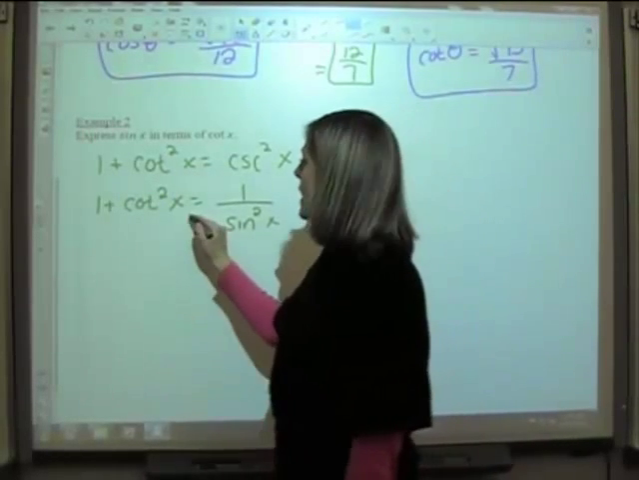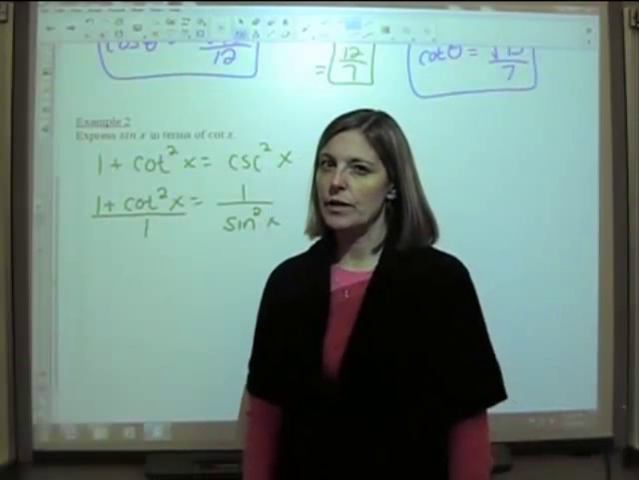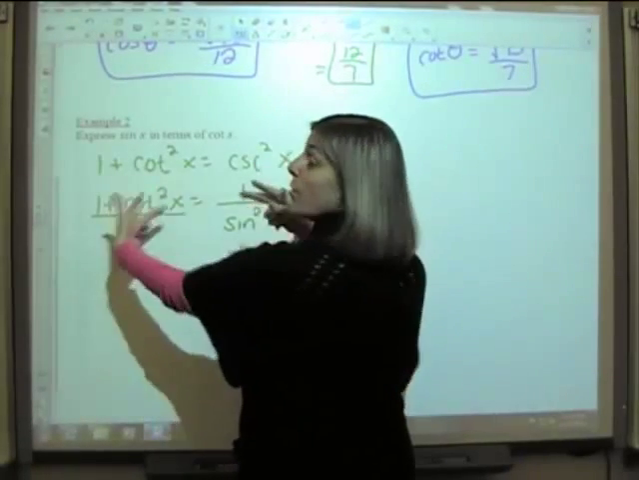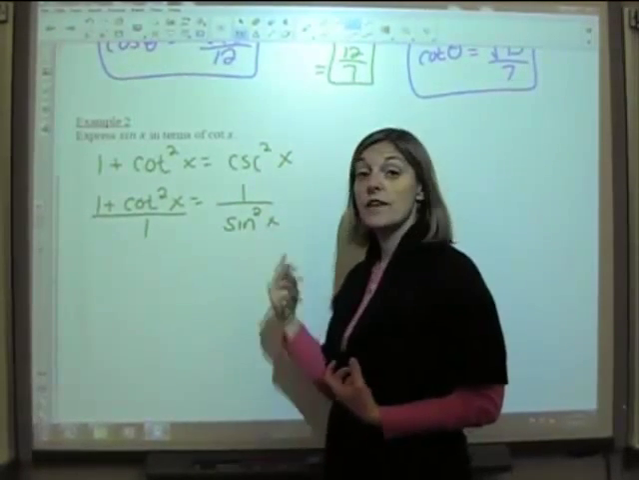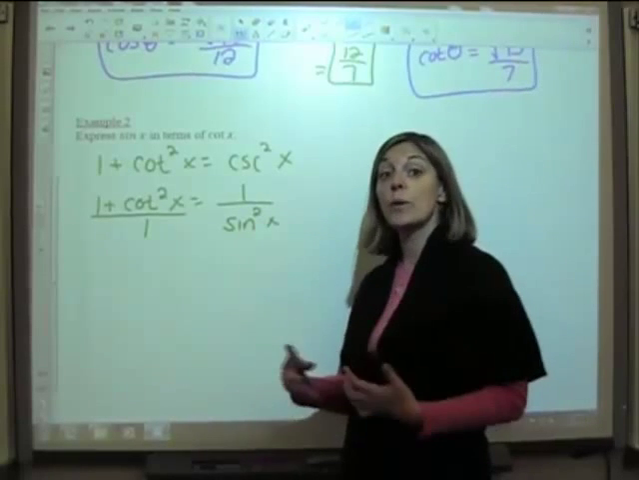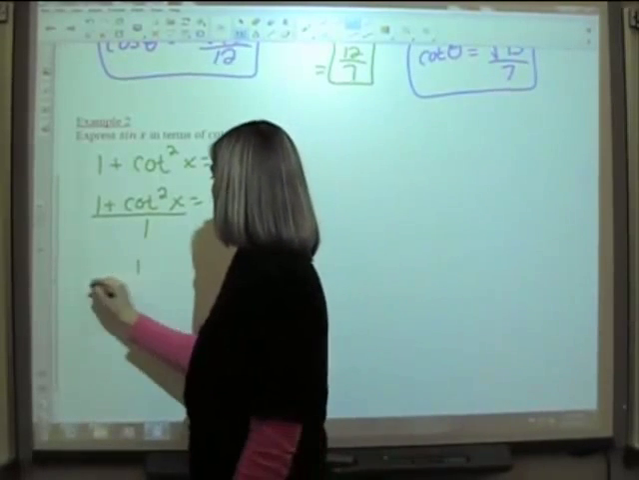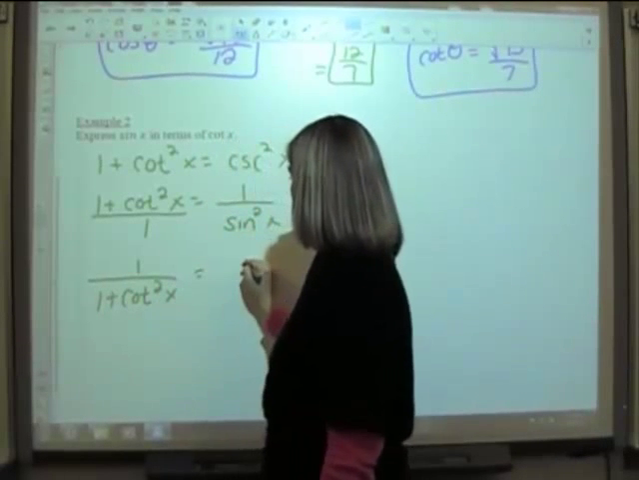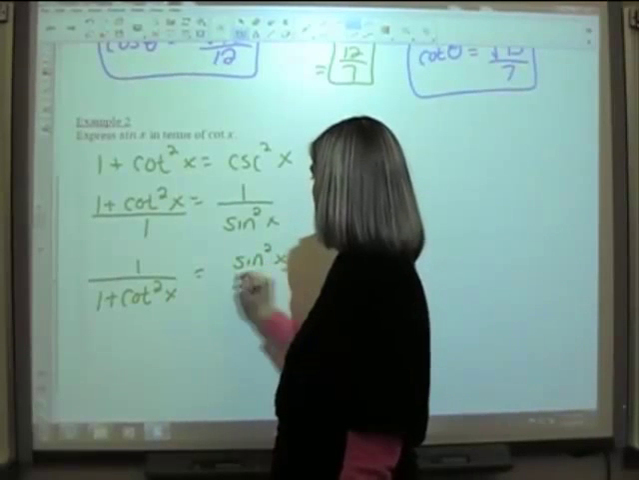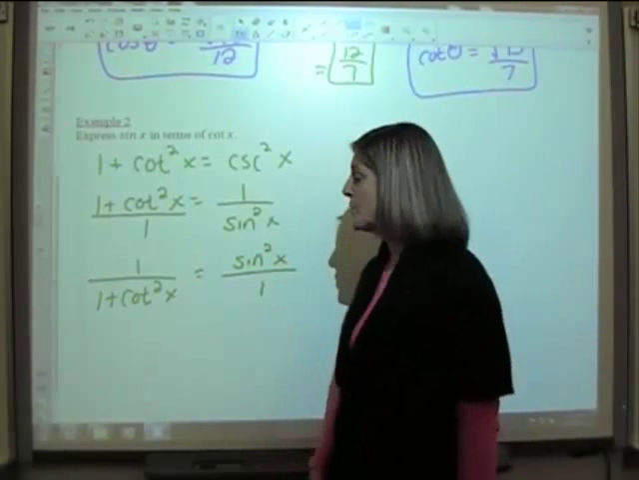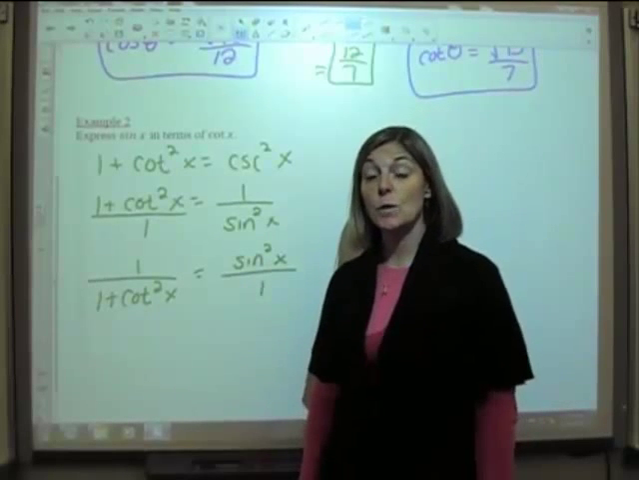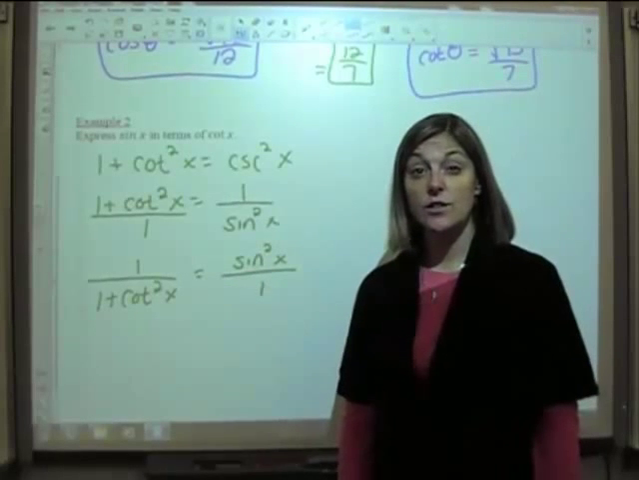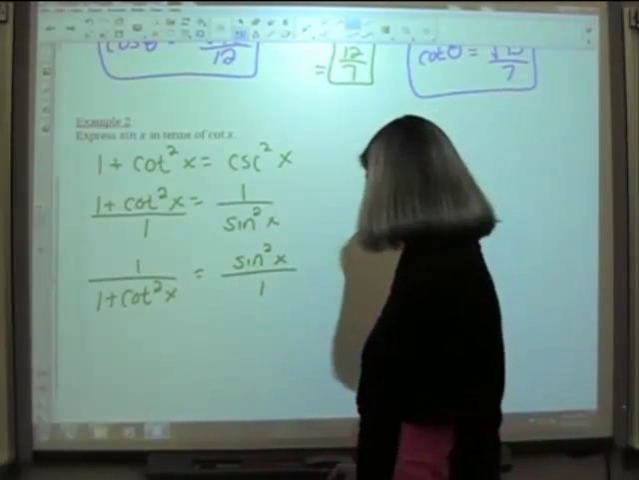Then we can also say, okay, well, that's the same thing as 1 plus cotangent squared over 1. So what we can do is flip both of the expressions because they'll still be equal to each other. And that's something that we learned back in algebra. So now we have sine squared by itself, and it's in the numerator. So the last thing that we need to do is take the square root of the sine squared.